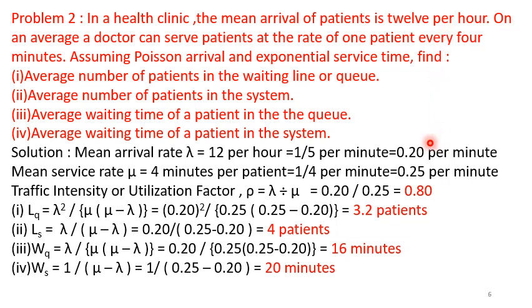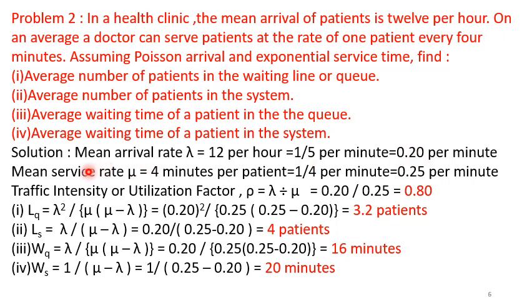Even though you cannot have a decimal value of customers in practice, for mathematical considerations you can take it as a decimal or fraction, 0.2 or 1 by 5. So the mean arrival rate lambda will be 0.2 customers per minute.